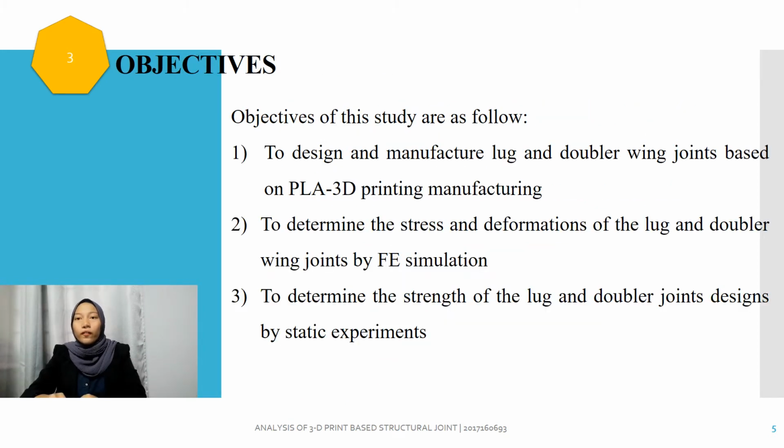In order to solve the problem mentioned in the previous slide, the objectives of this project are as follows. First, to design and manufacture lug and double wing joints based on PLA 3D printing manufacturing. The second one, to determine the stress and deformation of the lug and double wing joints by FE simulation. And the third one, to determine the strength of the lug and double joints designed by static experiment.